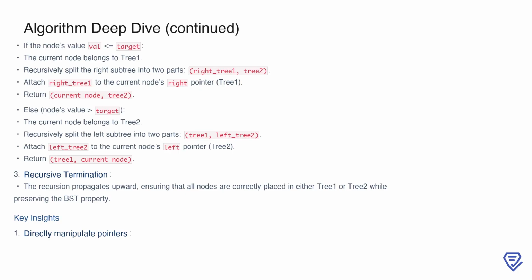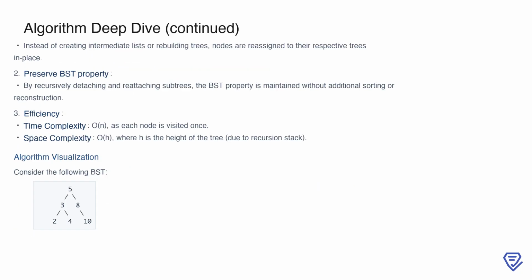If the current node's value is greater than the target, it belongs to tree 2. Here, we recursively split the left subtree into two parts, updating the left child of the current node to point to the subtree that stays in tree 2. This ensures that nodes are reassigned in place while maintaining the BST property. By directly manipulating the node pointers, this approach avoids the need for additional data structures like intermediate lists or rebuilding the trees entirely. Each node is reassigned to either tree 1 or tree 2 based on its value, and the BST property is preserved through recursive detachment and reattachment of subtrees.